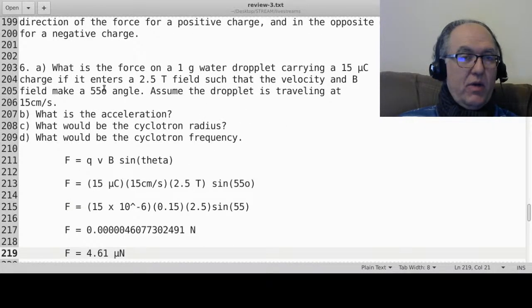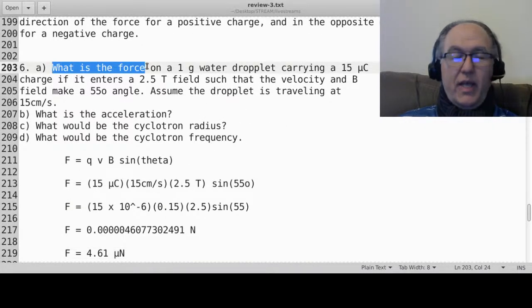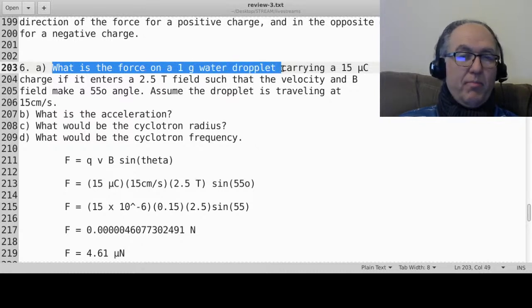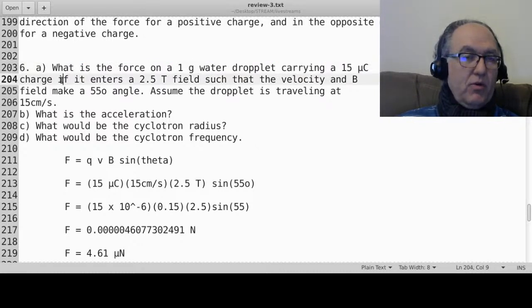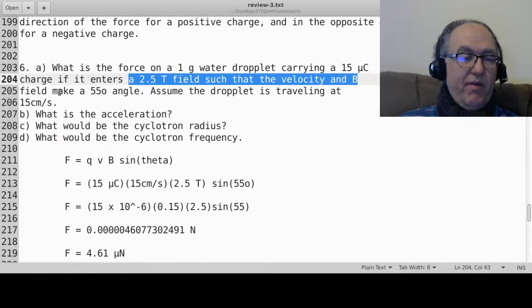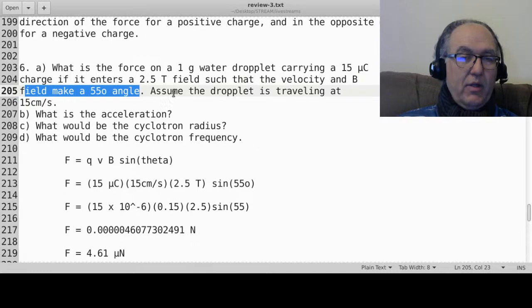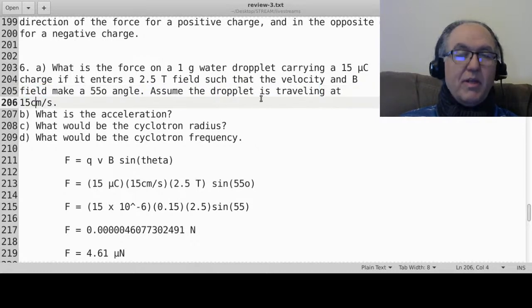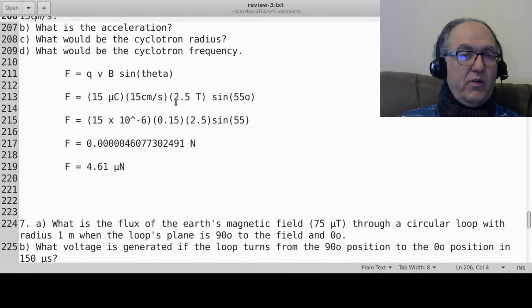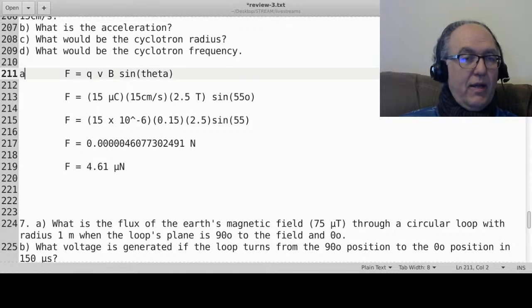So did we answer the question? What is the force? Yes. What is the force on a 1 gram droplet of water carrying 15 microcoulomb charge if it enters a 2.5 Tesla field such that the velocity and B vector make a 55-degree angle? Assume the droplet is traveling at 15 centimeters per second. So great, there's the force. Now that's part A.